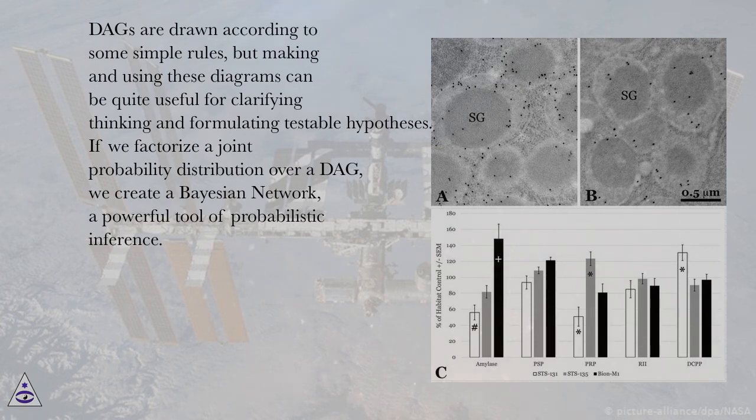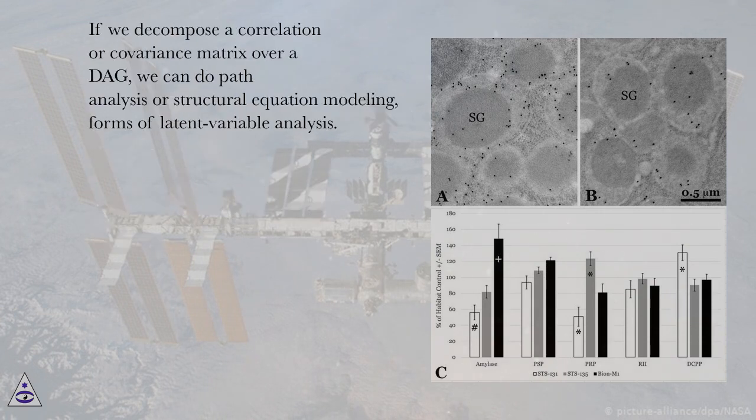If we factorize a joint probability distribution over a DAG, we create a Bayesian network, a powerful tool of probabilistic inference. If we decompose a correlation or covariance matrix over a DAG, we can do path analysis or structural equation modeling, forms of latent variable analysis.